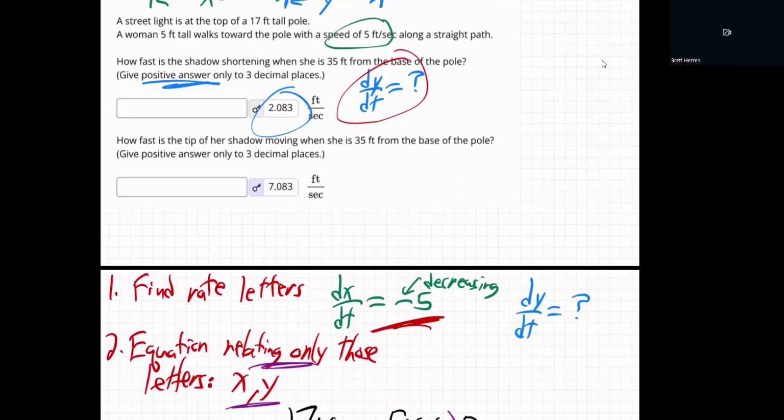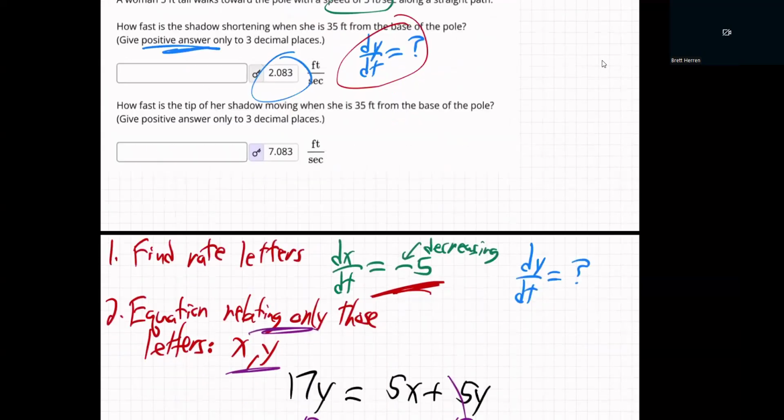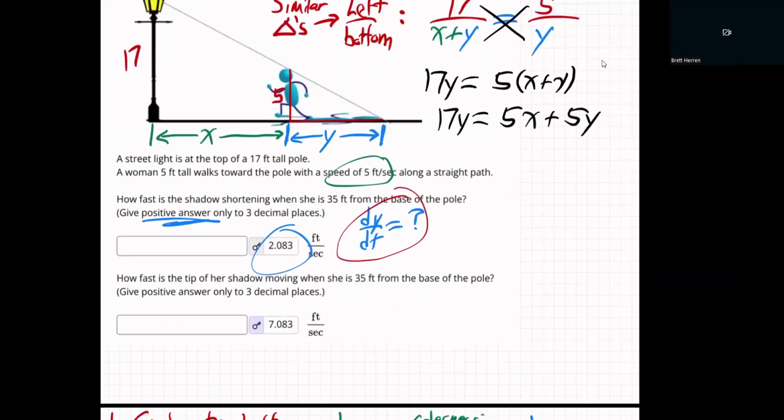Okay. Now for the second part, which actually will be really easy once we've got this first part. It's saying that it wants how fast is the tip of her shadow moving when she's 35 feet from the base of the pole. Notice we never had to use that 35 up to now. We don't have to use it at all. 35 is just extra information we don't need. So anyway, how fast is the tip of her shadow moving?